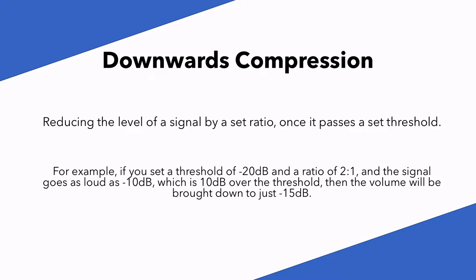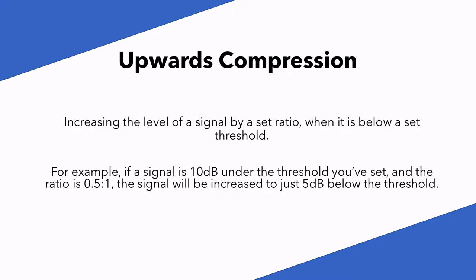The reason for this is because the 2-to-1 ratio says for every 2 dB of signal that goes over the threshold, only allow 1 to go through. A ratio of 5-to-1 would mean that for every 5 dB that goes over the threshold, only 1 would go through, and so on. Upwards compression is the much less common form of compression, and it's used in multiband compressors.